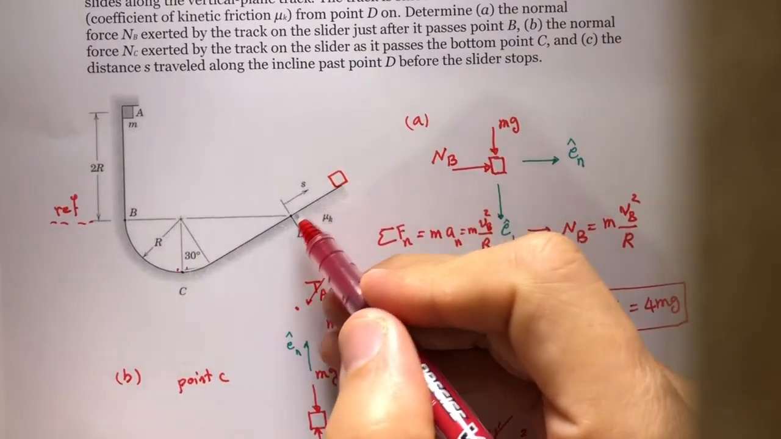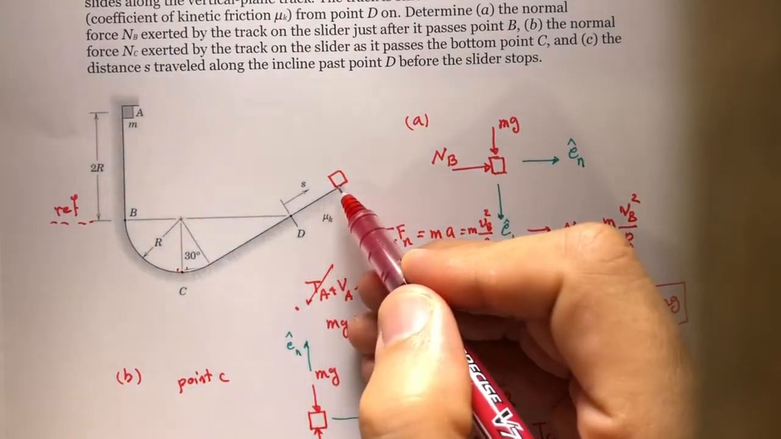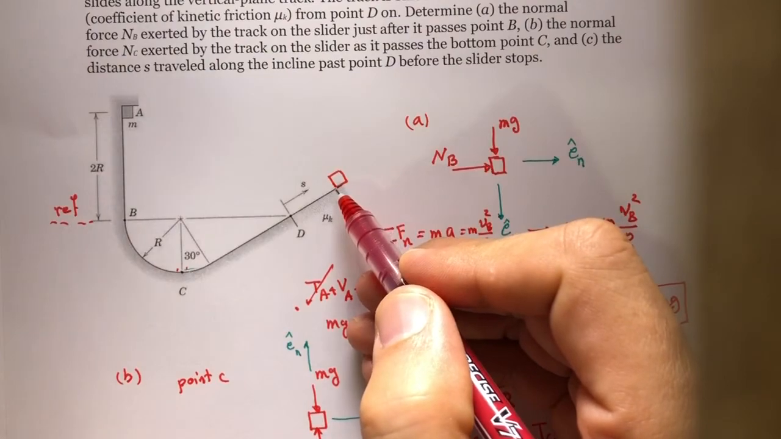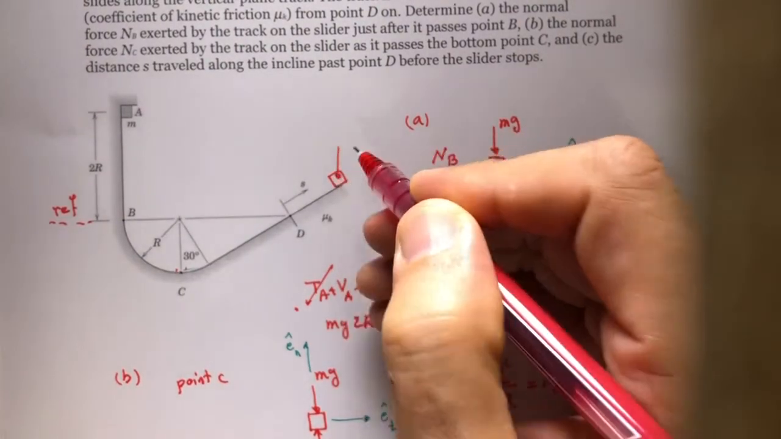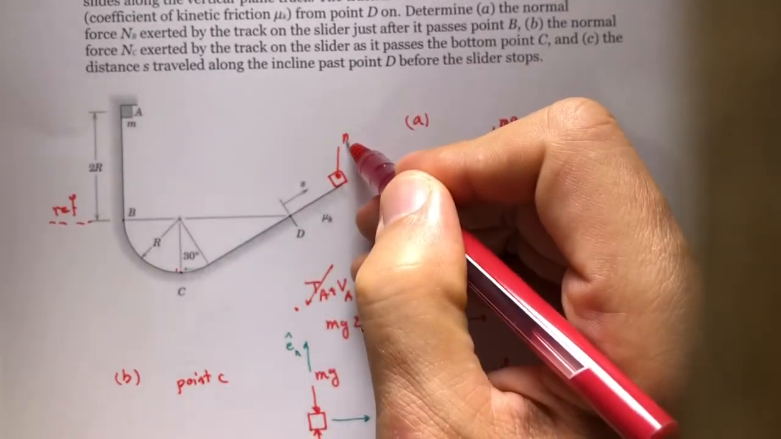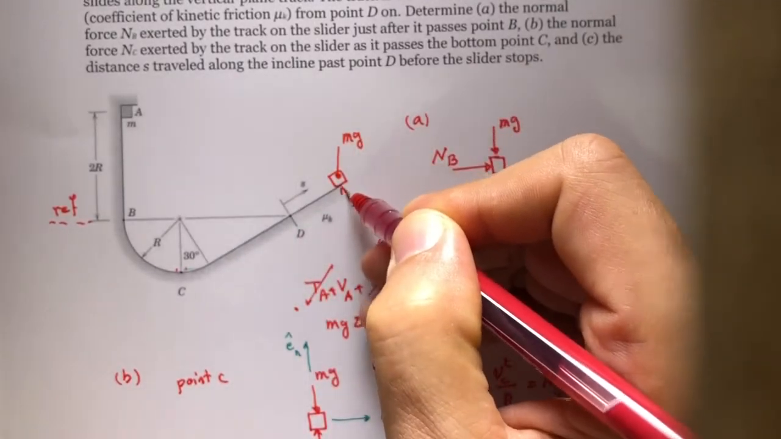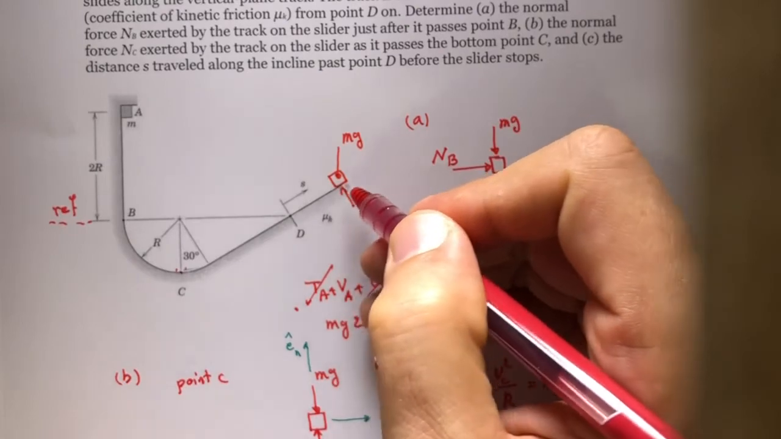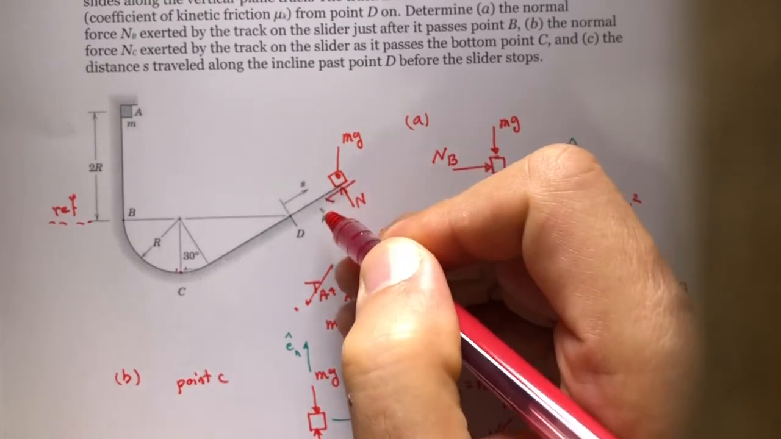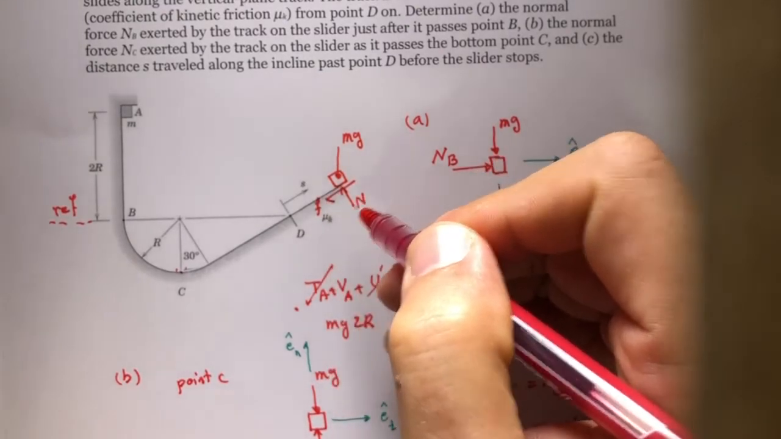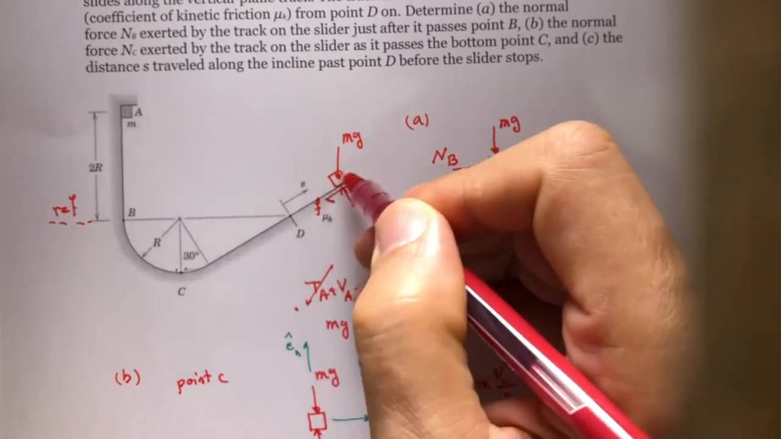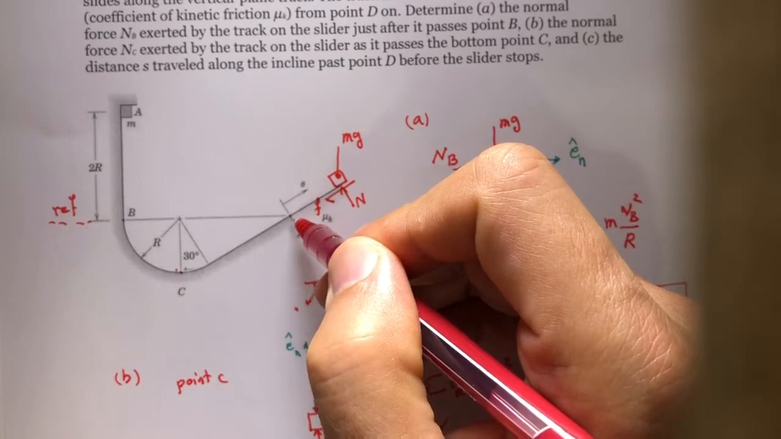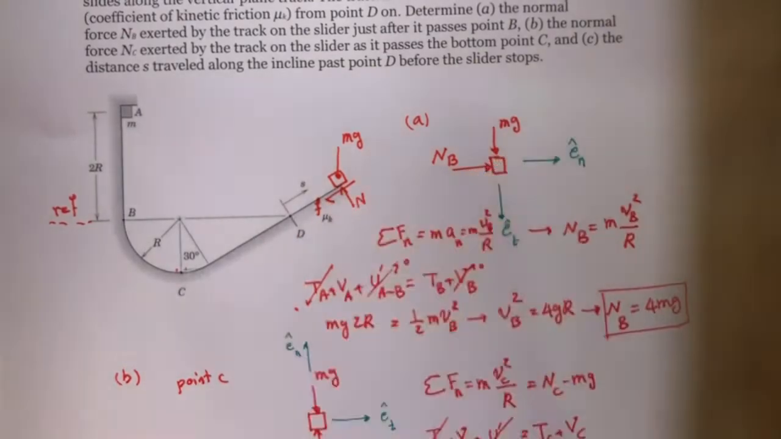So it's going to go up from here to here, and finally it's going to stop here. So if we draw the free body diagram here, we have mg, we have normal force, and also we are going to have friction force. And the friction force is equal to mu k times N here, because it is sliding. So this free body diagram belongs to any point after point D.